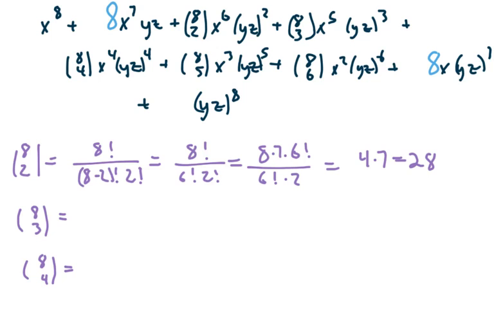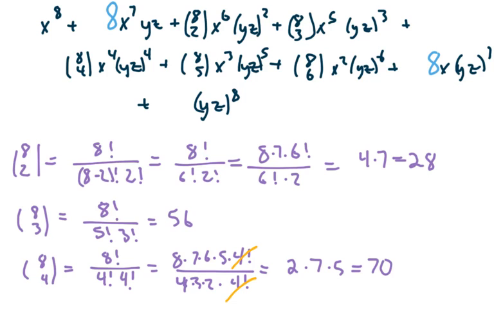8 choose 3 is the next one. You remember that guy? We actually did it already. 56. 8 choose 4. 8 factorial over 4 factorial, 4 factorial. 8 factorial becomes 8 times 7 times 6 times 5 times 4 factorial, right? And in the bottom, 4 factorial is 4 times 3 times 2. You don't need to say times 1.